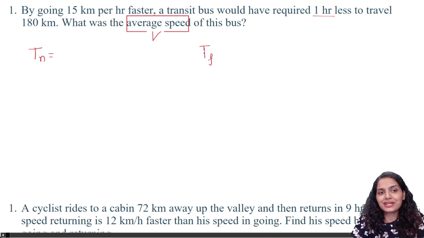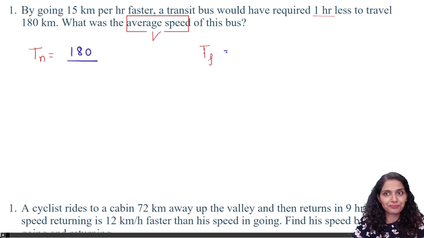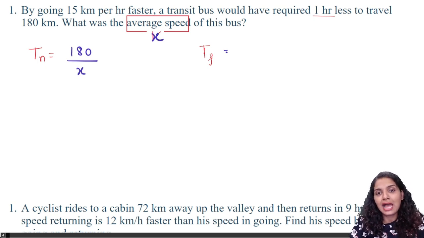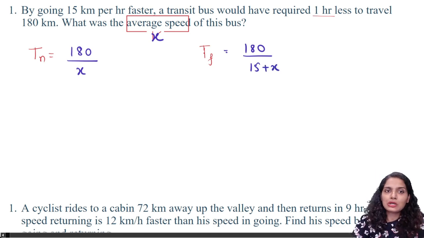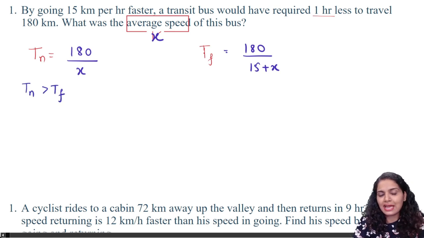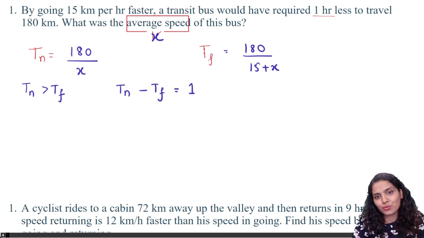Alright. So the time taken with the normal speed will be, distance will be same, so distance upon speed, that is x, right? I'm taking this as x. And for the fast, distance will be same, but speed will be 15 plus x or x plus 15. Cool. And yes, of course, Tn is gonna be greater than Tf. So the difference you can write as Tn minus Tf as 1.